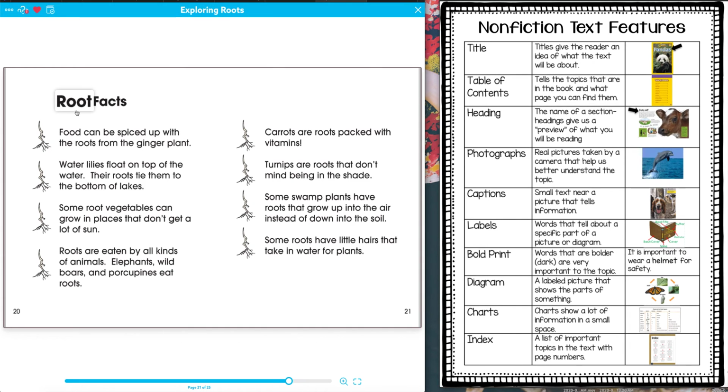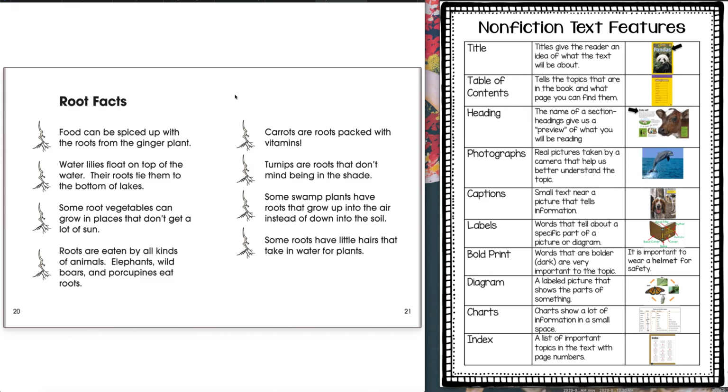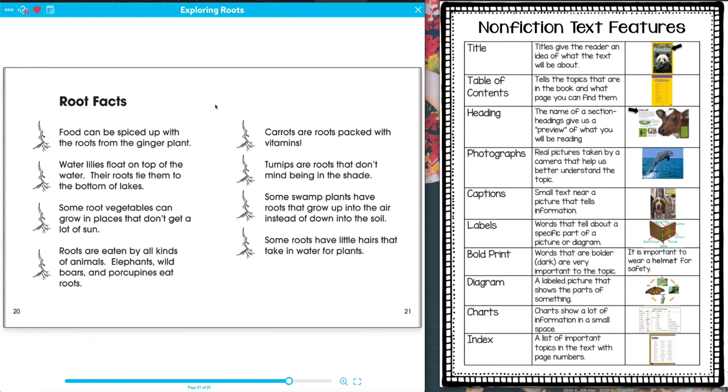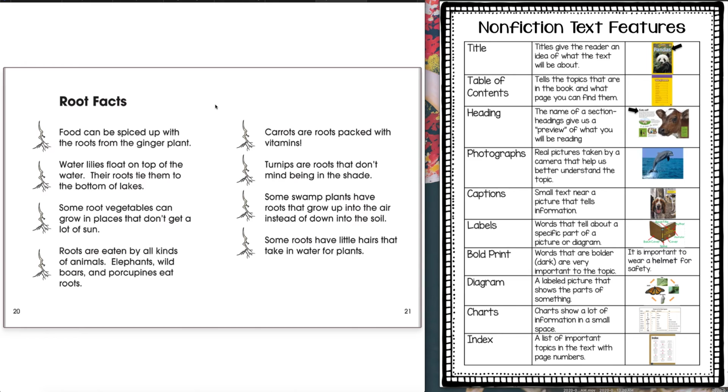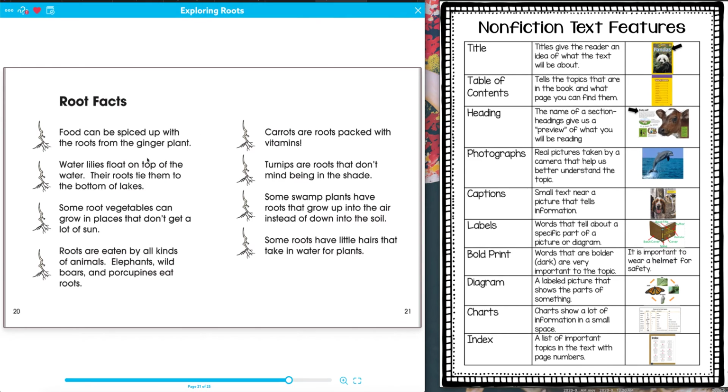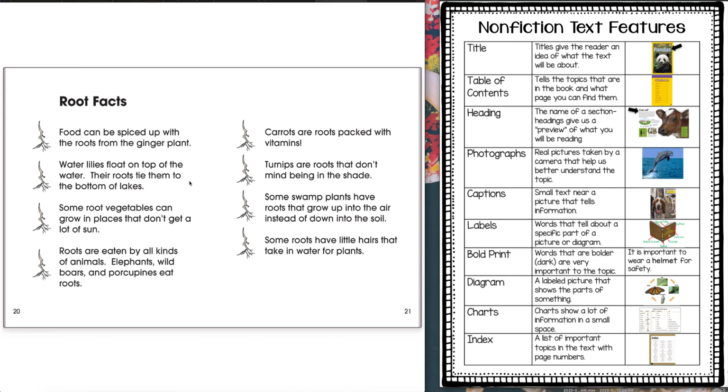Here are some root facts. Food can be spiced up with the roots from a ginger plant. Water lilies float on top of the water. Their roots tie them to the bottom of the lakes. So water lily roots go all the way down to the bottom of the lake. Some root vegetables can grow in places that don't get a lot of sun. Roots are eaten by all kinds of animals. Elephants, wild boars, and porcupines eat roots.